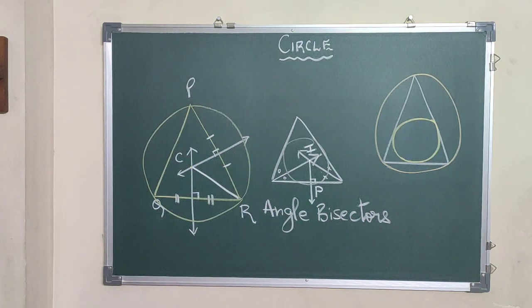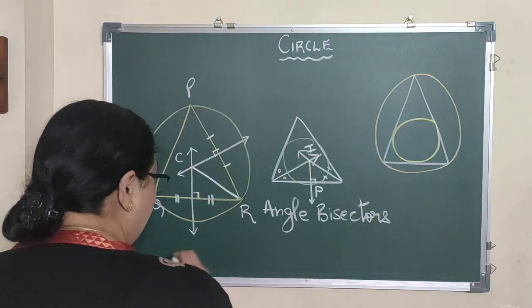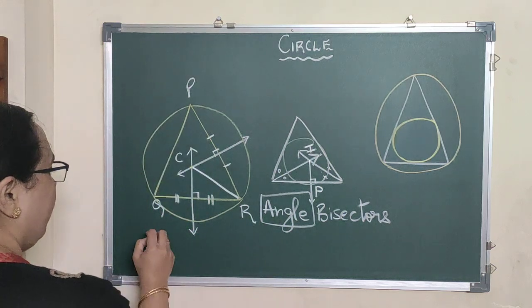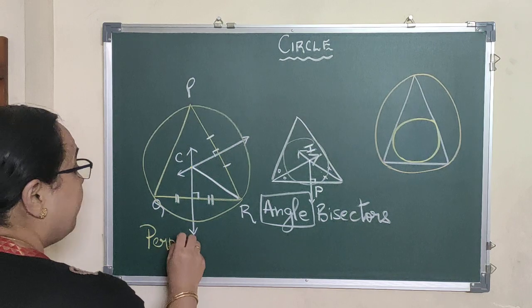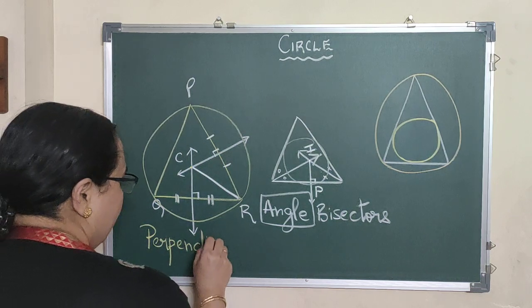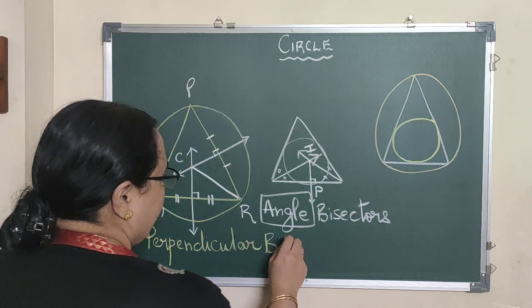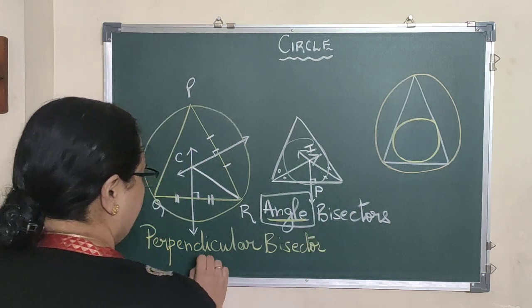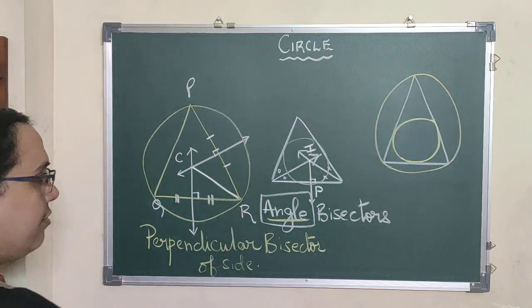I hope the basic idea is very clear. For the incircle, we are dependent on the angle. For the circumcircle, we are dependent on the perpendicular bisector of the side. So you have to remember this very well. Here it is angle, here it is side. So accordingly, you will draw your construction.